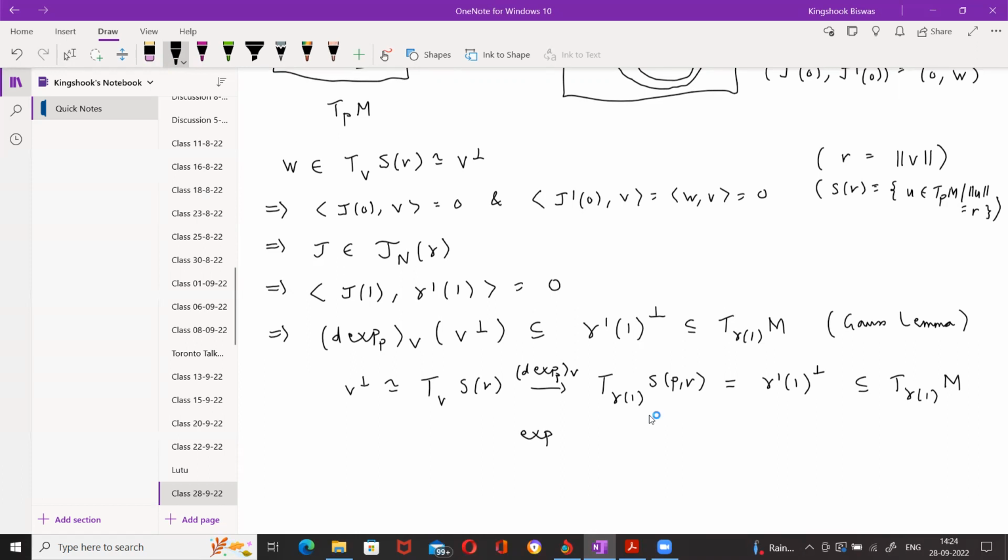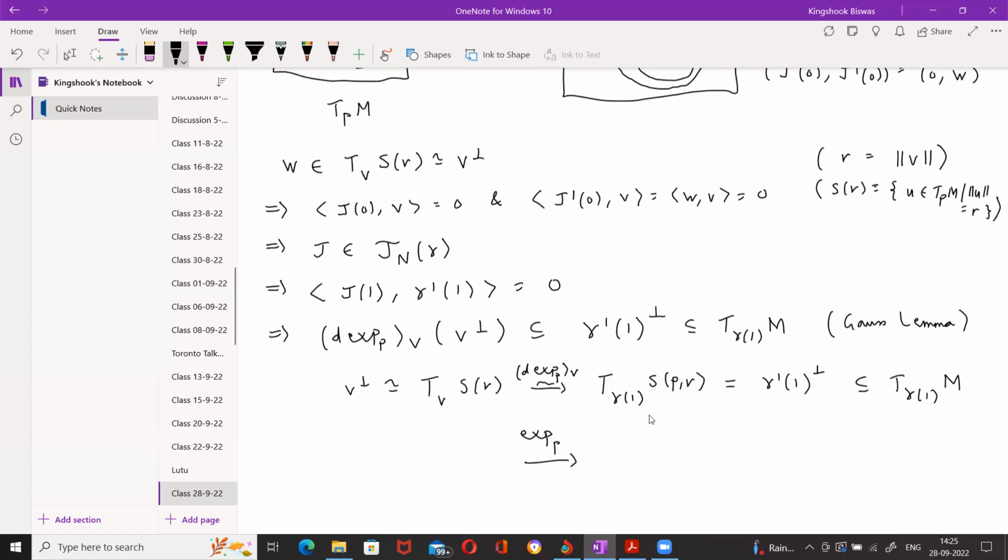And you understand how the equality follows from the Gauss lemma, right? And this DXPV is an isomorphism, because we're taking the geodesic. The last implication is because of the equality.